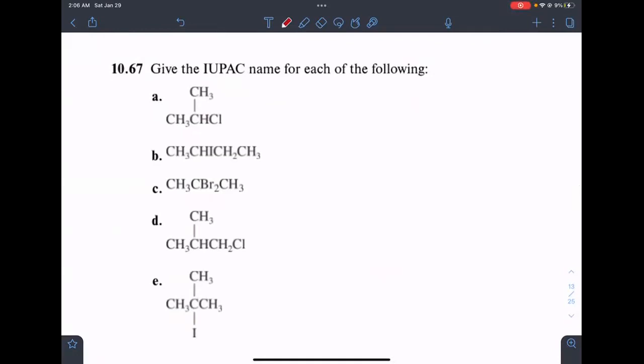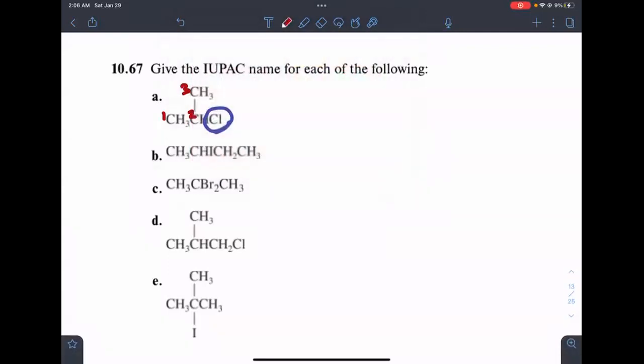So I'm going to look at my carbons, and I'm looking for my longest continuous chain of carbons. 1, 2, 3. If I started with the 3 as 1, chlorine would still be attached to carbon 2, so it doesn't really matter, right? So my substituent here is the chlorine.